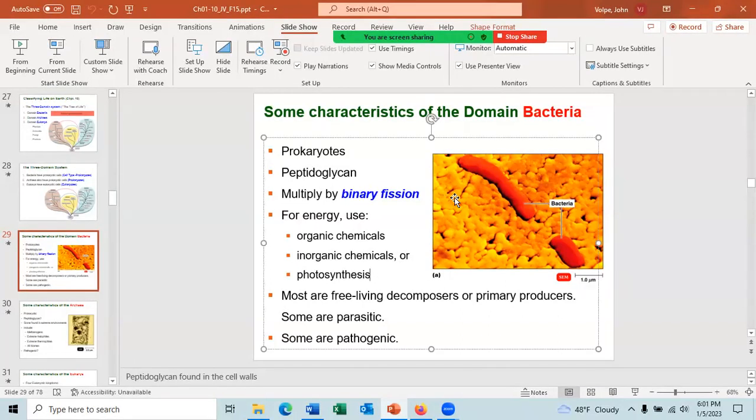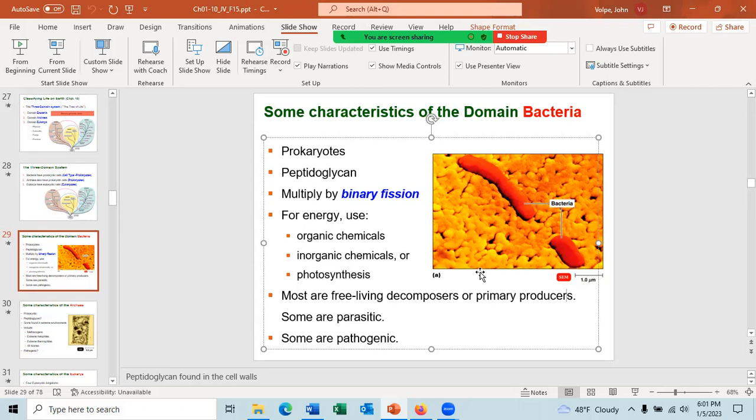The point is that domain bacteria can get their energy needs from any energy source. Most of the domain members are either free living decomposers, meaning they decompose something that dies, or they are primary producers, meaning they make their own food in the ecosystem. An example of that would be blue-green algae, cyanobacteria. I think we talked about cyanobacteria last time.